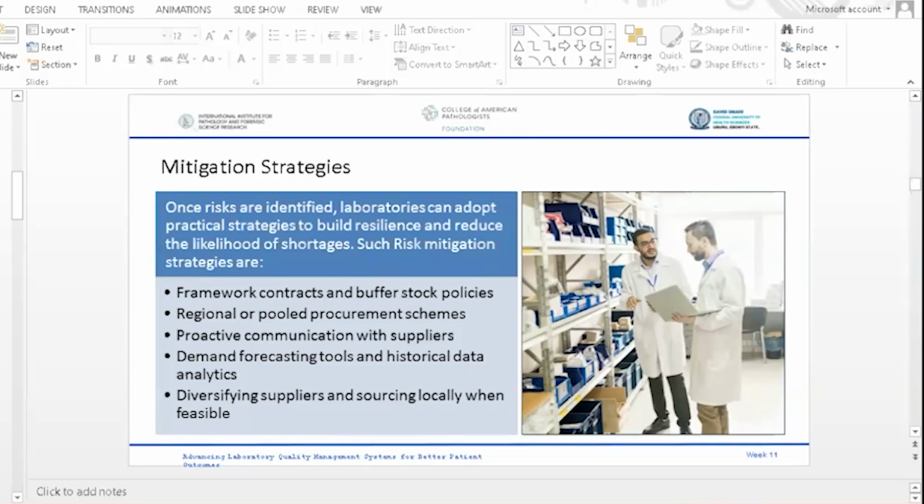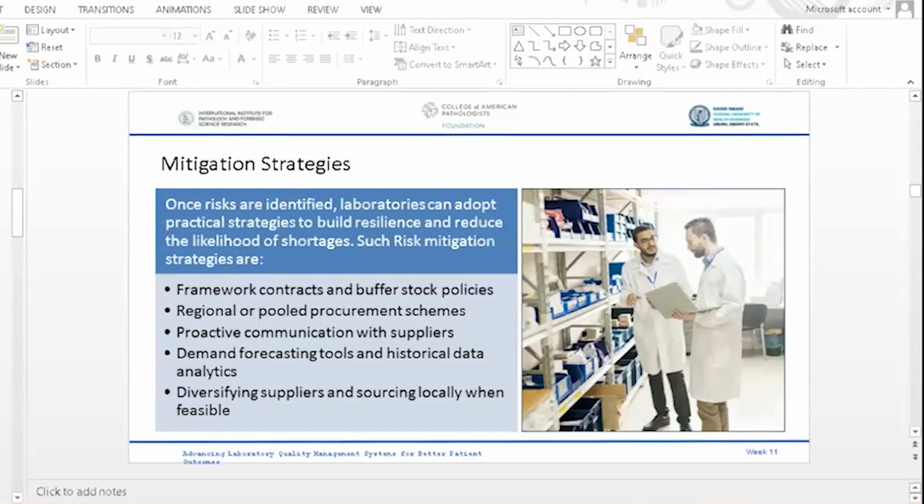Stock rotation and inventory cycling. All right, so the last but not the least mitigation strategy is diversifying suppliers and sourcing locally when it is feasible. This will reduce the dependence on imports and strengthen the local supply ecosystem. Emergency preparedness. Okay, I was at emergency preparedness.